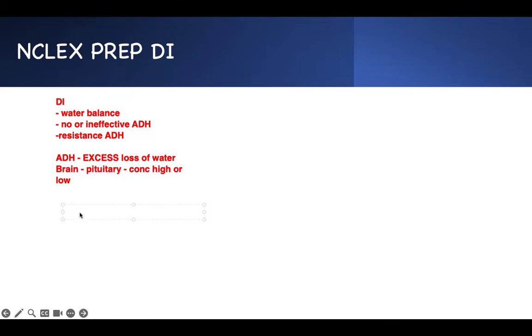Like I said, there's three types of DI. It can be central. So if you see a question, don't worry about it. Just go by the first thing they put in. Central, which is neurogenic, okay, neurogenic cause of diabetes insipidus, or nephrogenic. That means it's from your kidney, right? Or the third one, we call it dipsogenic, and I will explain it to you later on.